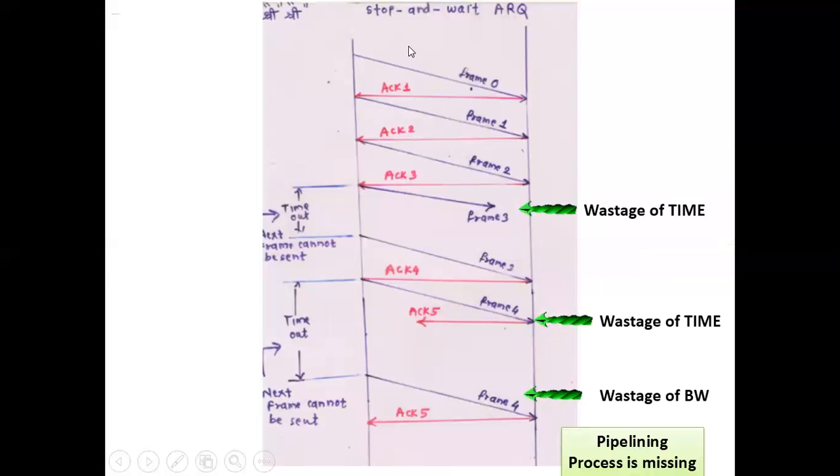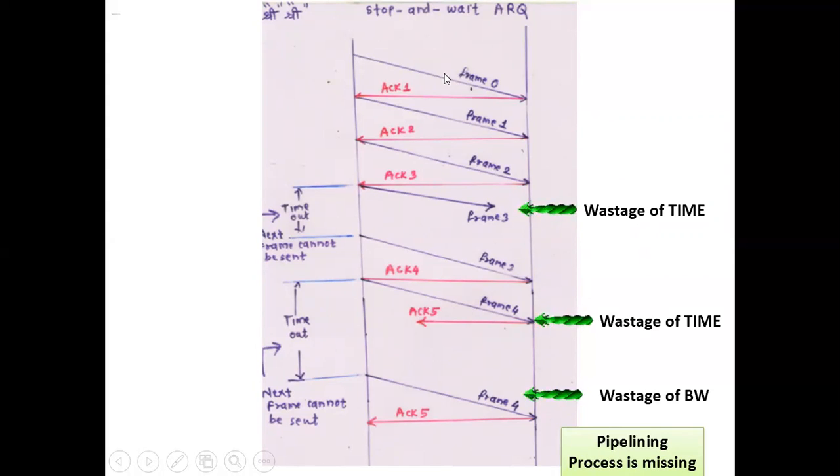The third technique is stop and wait ARQ. So what is happening? This is the sender, this is the receiver. Frame 0 sent, frame 0 received, acknowledgement ACK 1. ACK 1 indicates you should send frame 1. So this ACK number indicates the next frame which the receiver is expecting from the sender.